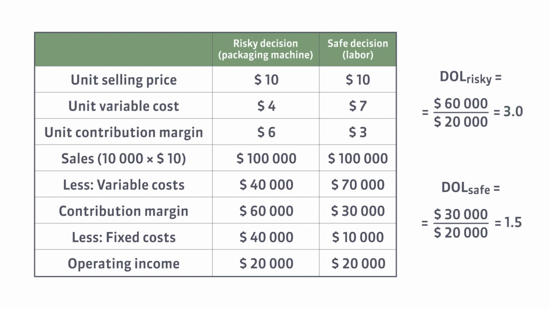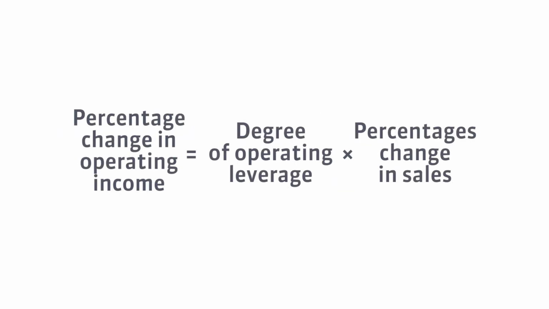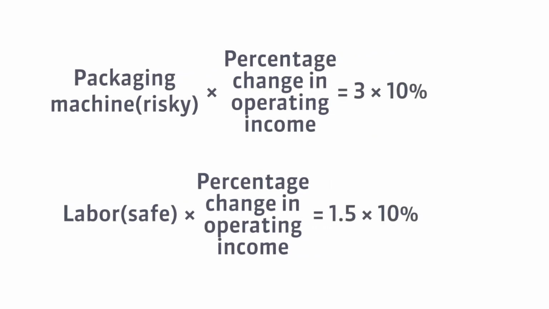In contrast, the operating income will grow only 1.5 times as fast as its sales in the case of a safe decision. You can calculate it from this formula. Let's see what happens if sales increase by 10%.